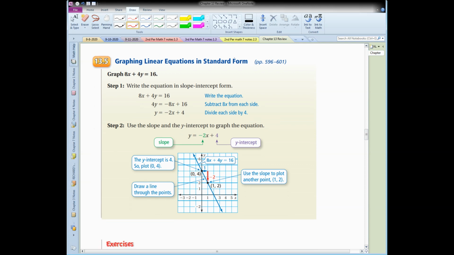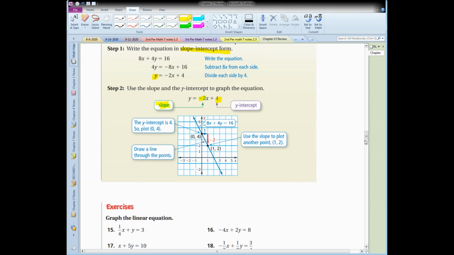13.5, graphing linear equations in standard form. Remember standard form, ax plus by equals c, and a, b, and c are just numbers, and x and y are your variables. One way to do this is write the equation in slope-intercept form, which means you get y by itself. Notice how they did the math here. Once you do that, you can see the slope is -2, and the y-intercept is at the point (0, 4).